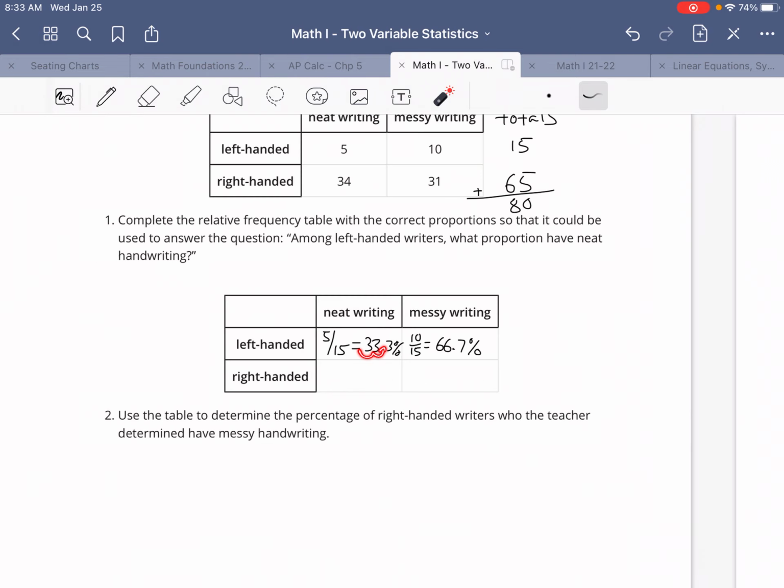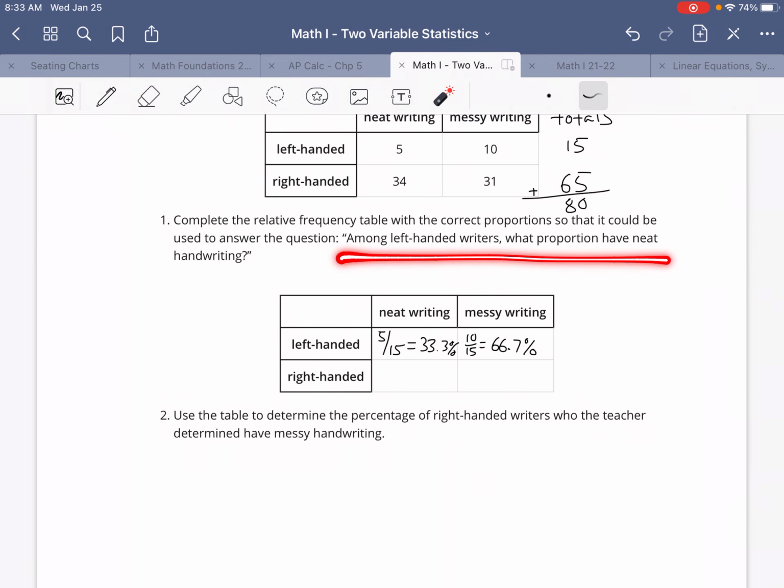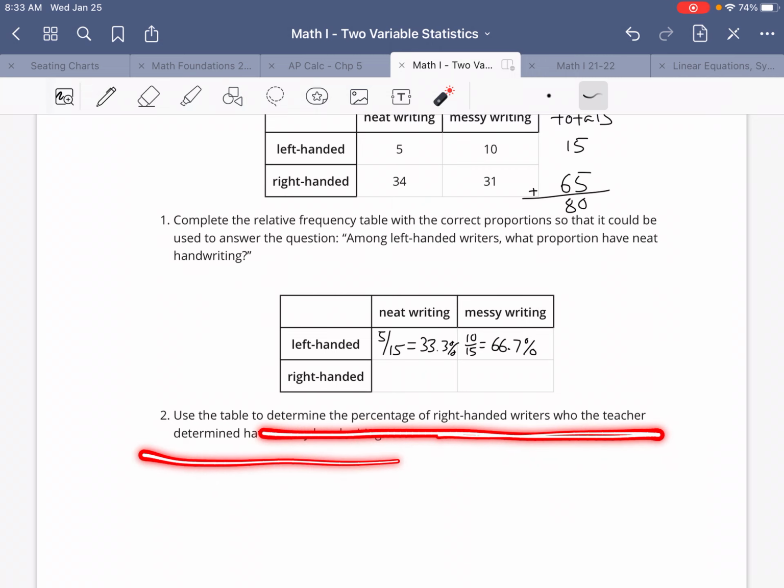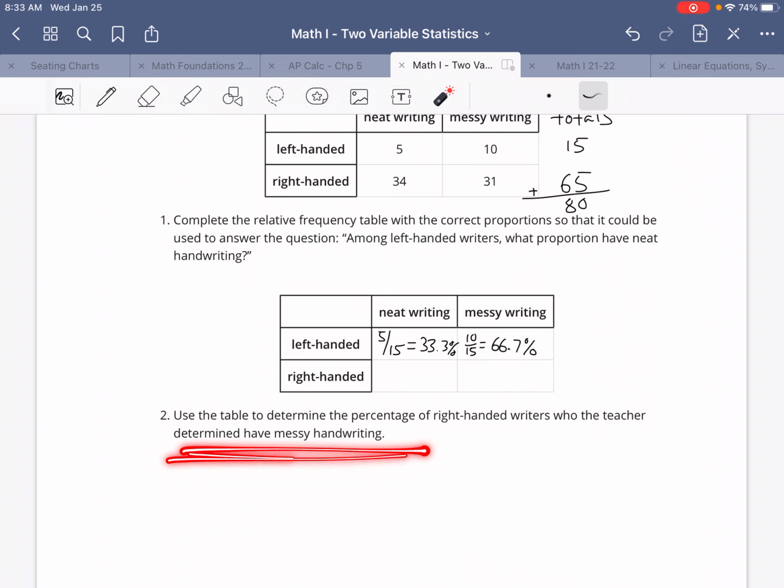So do that for the second one, and then you should be able to say, among left-handed writers, what proportion have neat handwriting? And you should be able to say the percentage of right-handed writers who the teacher determined have messy handwriting. By the way, when it says proportion, we could either give a percent, but typically what they're asking for is actually this fraction right here. So they are looking for both, a proportion and a percentage. Make sure you calculate both, or at least show both, so you can answer the questions. If you have any questions on this still, let me know. I'm here to help.